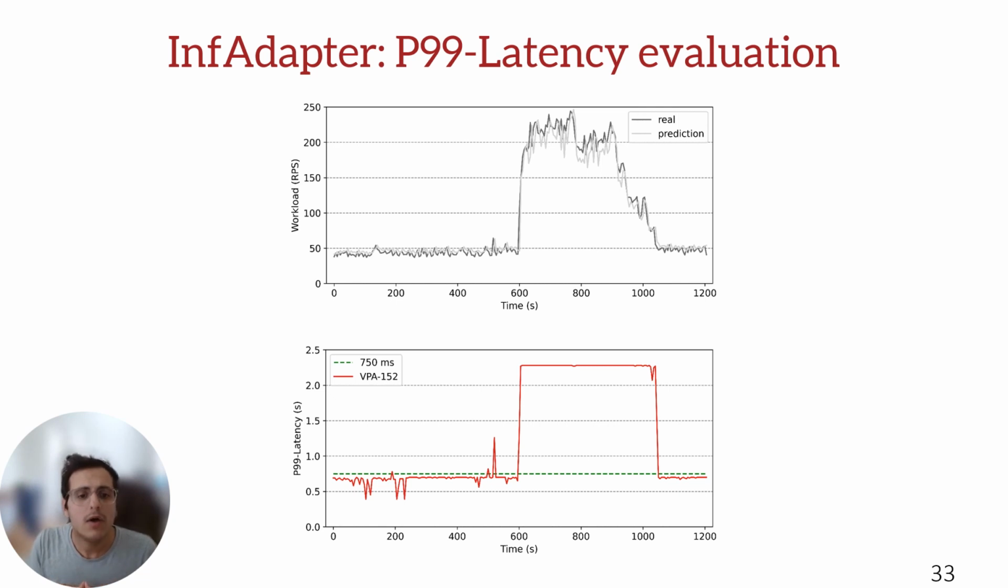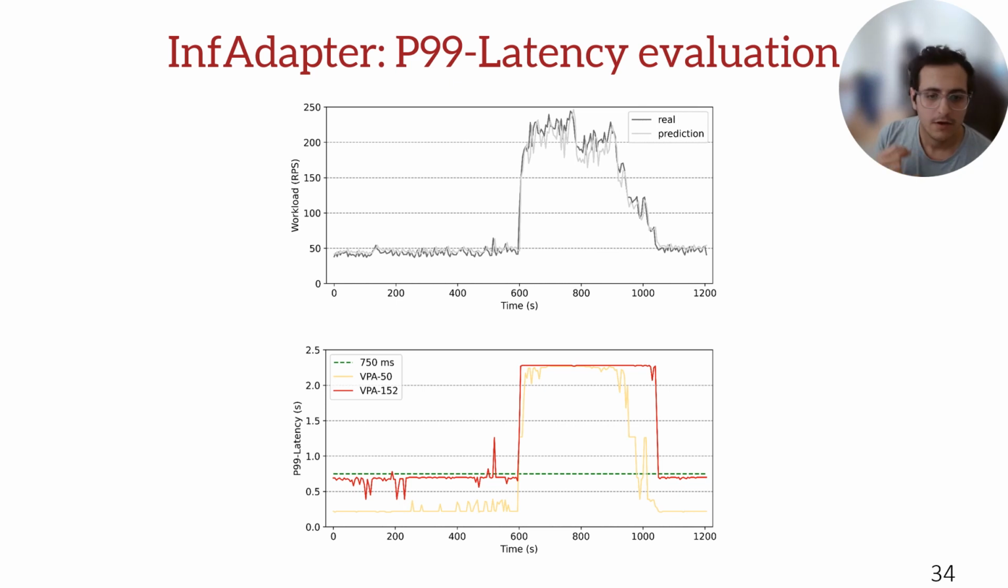Let's see how InfAdapter performs regarding the tail latency. We measured the 99th percentile of the tail latency to see what the performance is. In this figure, you can see time and 99th percentile, and at 600, you can see there is a peak in our workload. And since VPA 152 has a fixed model and it needs more, it simply cannot sustain the throughput. That's why we have a shoot up in our tail latency. Clearly, VPA 152 is not suitable for this workload.